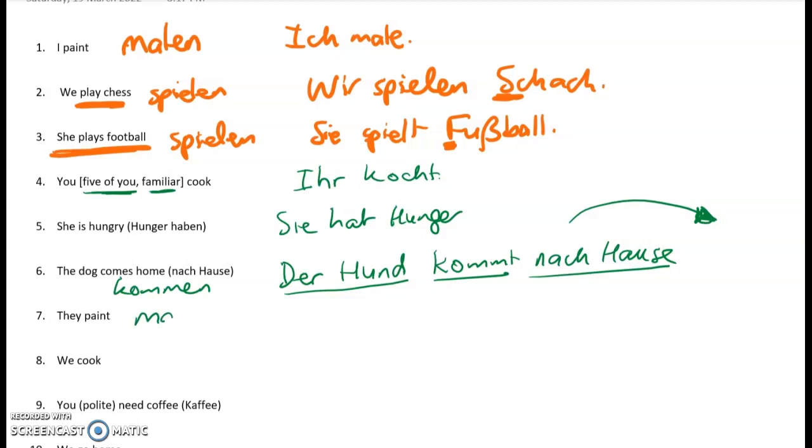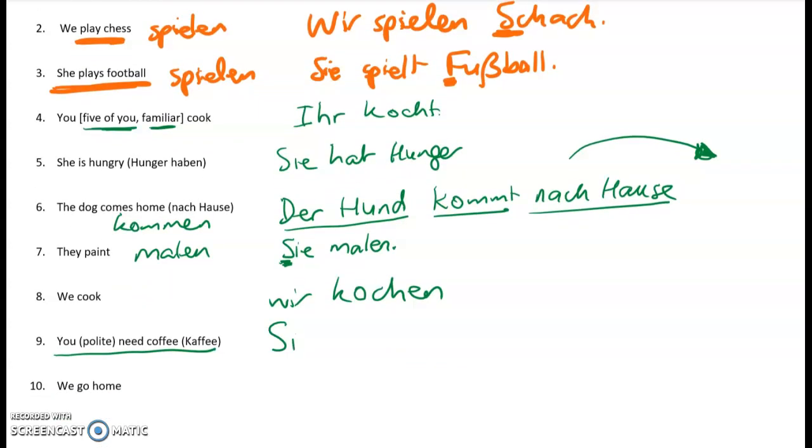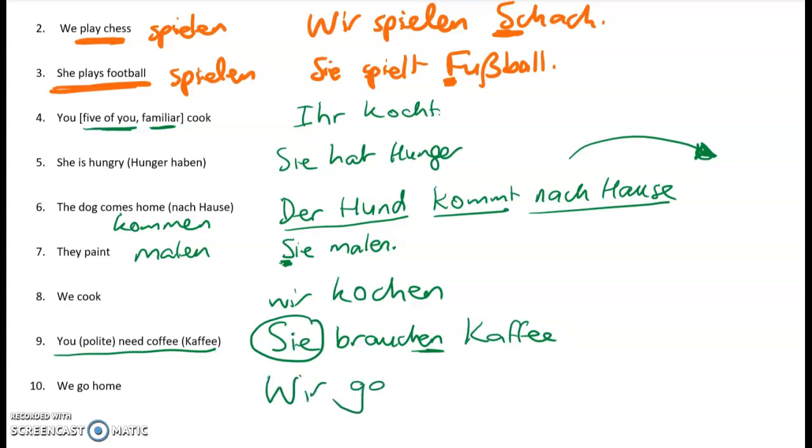They paint. The verb again is malen. So the phrase is sie malen. And it's a capital S only because it's at the start of the sentence. We cook. I thought we'd had that. No, we've had you cook. Okay. Wir kochen. And then you need coffee. Polite. Always true. Sie brauchen Kaffee. Right, so it's brauchen because it's the polite form of you. And then we go home is wir gehen nach Hause.